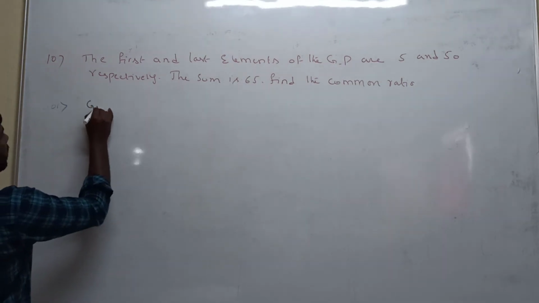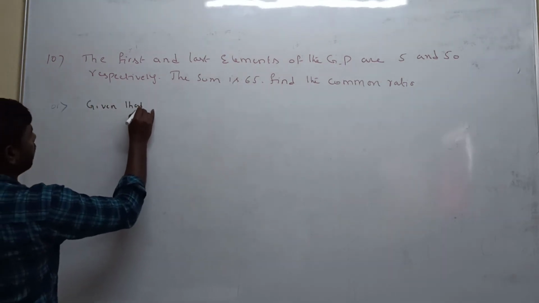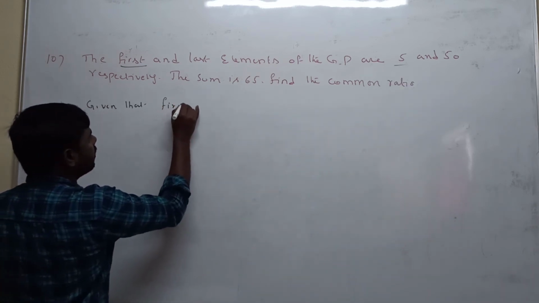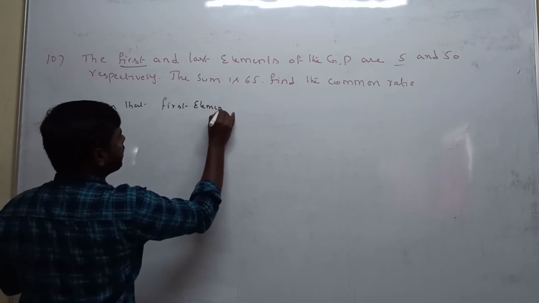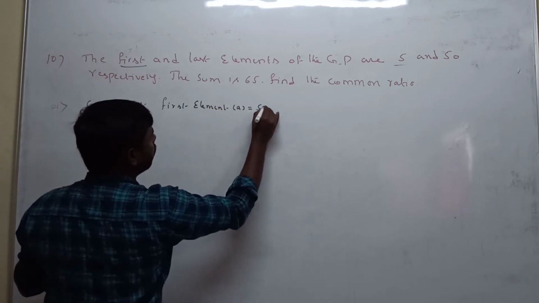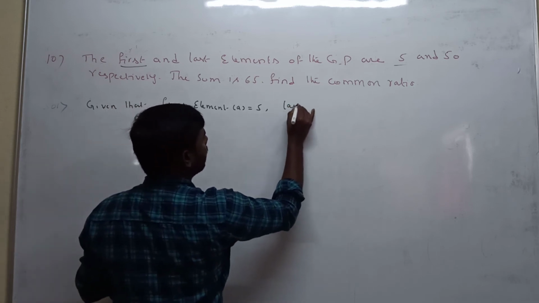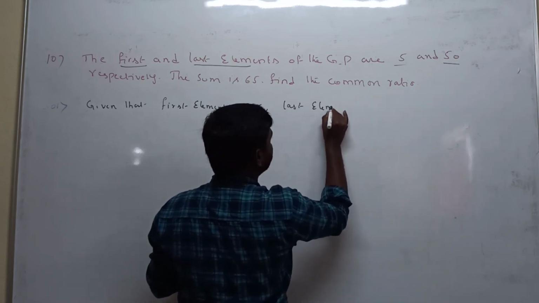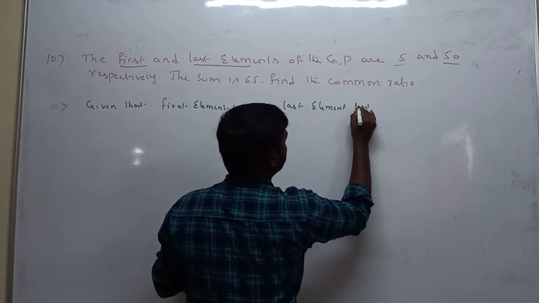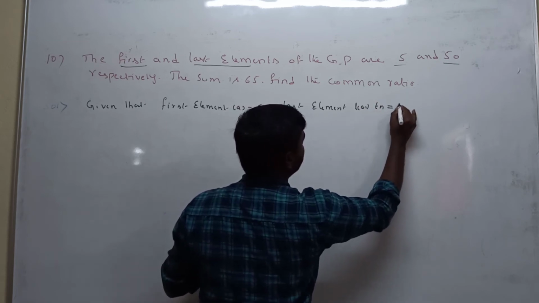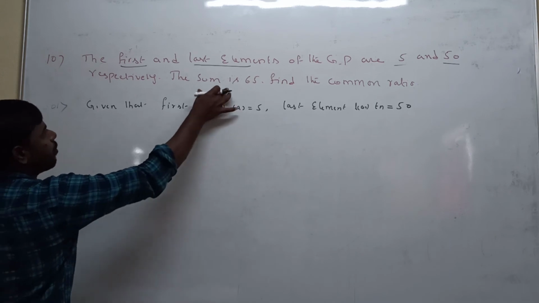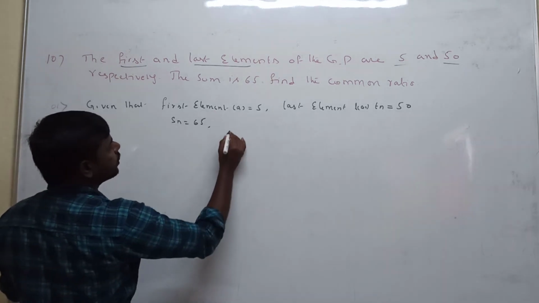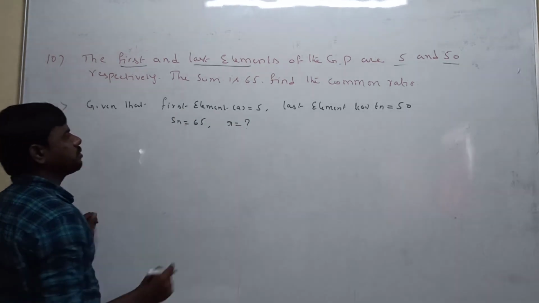So what is given here? The first term or first element, denoted by small a, is equal to 5. Next, the last element or last term is given as 50. The last element is denoted by l or Tn, so l or Tn is equal to 50. This is given. Next, the total sum they gave is 65, Sn is equal to 65. So we need to calculate the common ratio, denoted by small r.